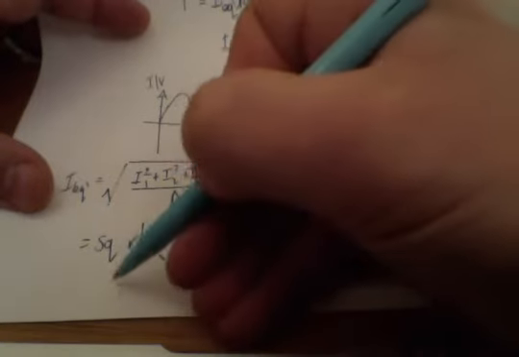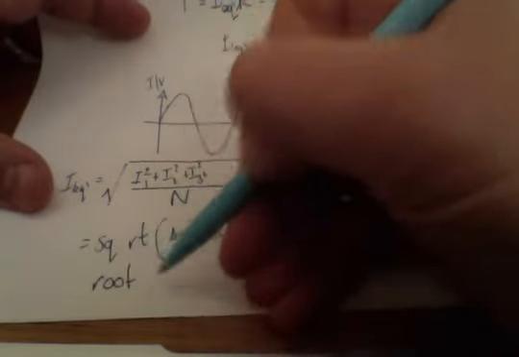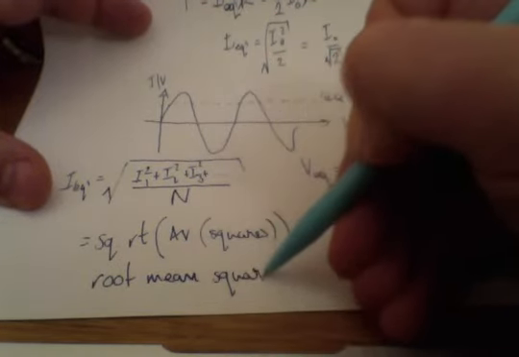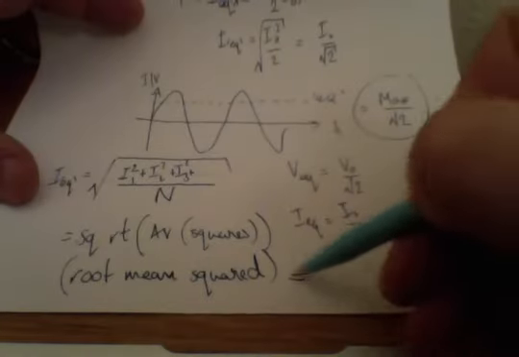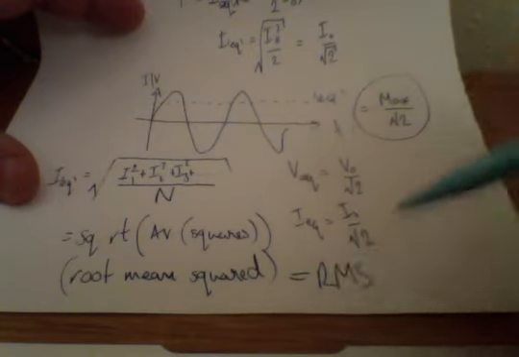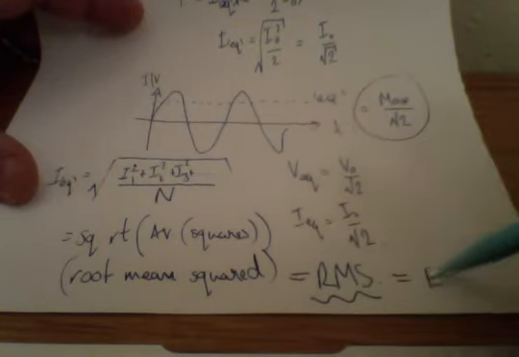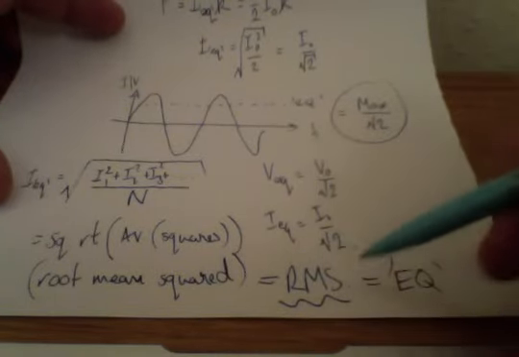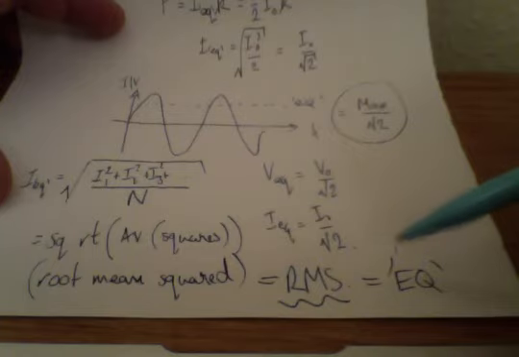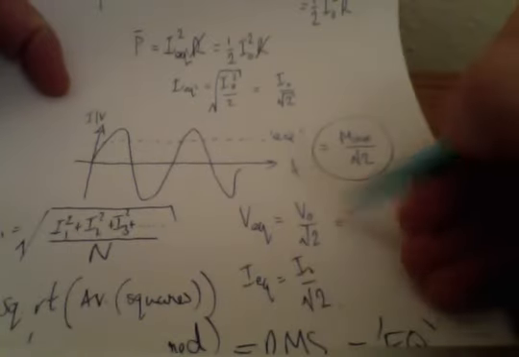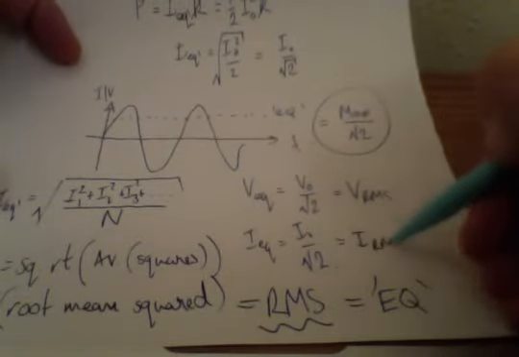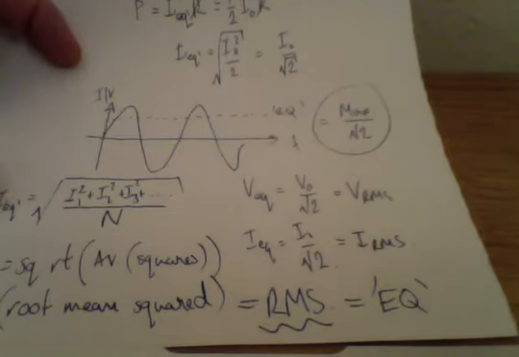And working back, what we call that is the root mean squared, or very simply, RMS. So where I've said equivalent, I should be saying the RMS, the root mean squared value. So therefore here, V naught over root 2 will be V RMS, I RMS.